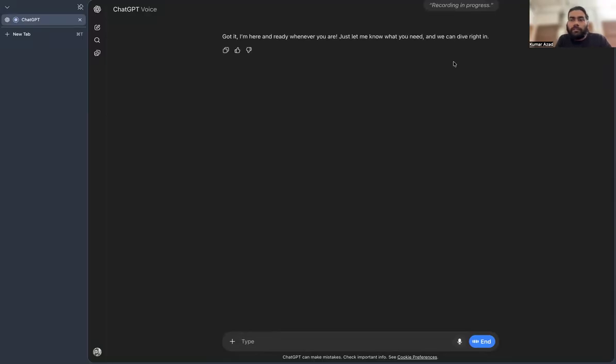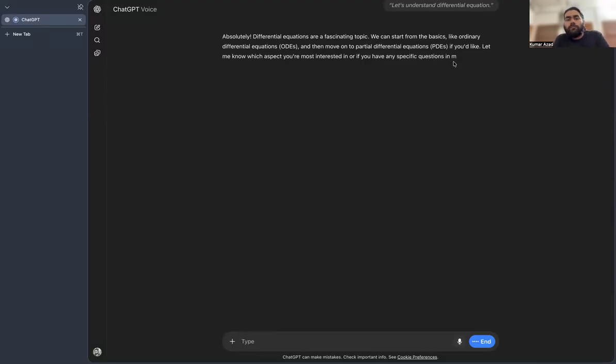Let's understand differential equations. Absolutely. Differential equations are a fascinating topic. We can start from the basics, like ordinary differential equations, ODEs, and then move on to partial differential equations, PDEs, if you'd like. Let me know which aspect you're most interested in or if you have any specific questions in mind.